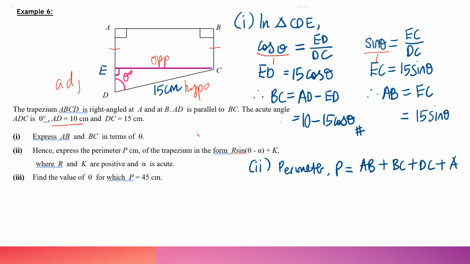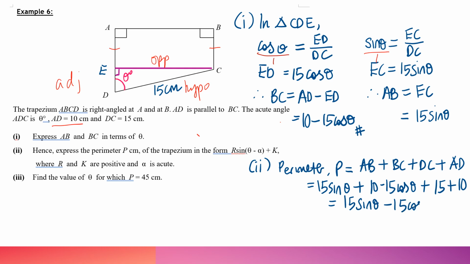The second part is to find the perimeter, expressing it as the R formula plus a constant K. To find the perimeter of the trapezium, you add up all the different sides, which is AB plus BC plus DC plus AD, plugging in all the relevant information. You finally end up getting 15 sine theta minus 15 cos theta plus 35. So your 35 is your constant K.